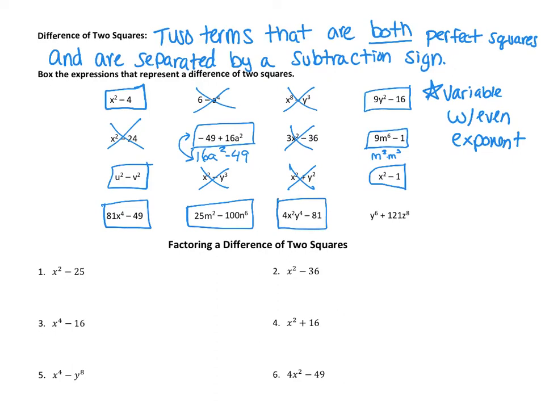481, perfect squares. This is perfect squares, but this is not a difference because it's addition. So those are some examples of a difference of squares. So now, identifying them is the first part of the battle. The second part of the battle is now knowing how to factor them.